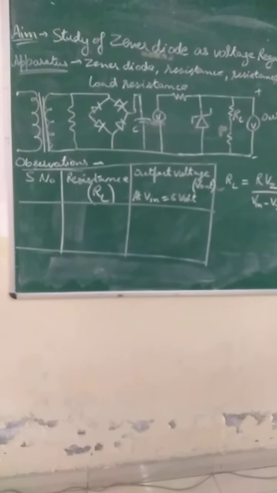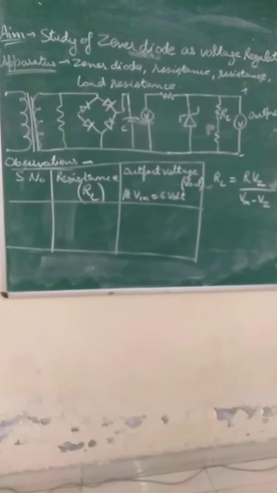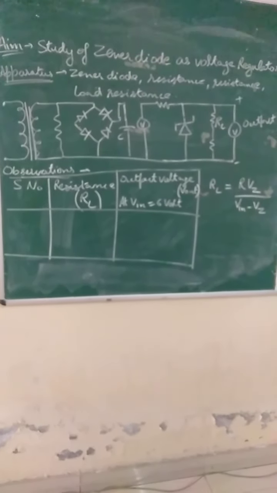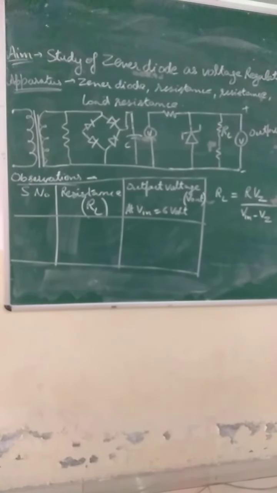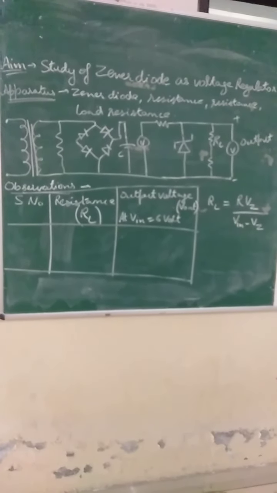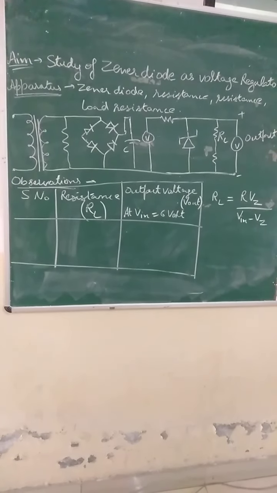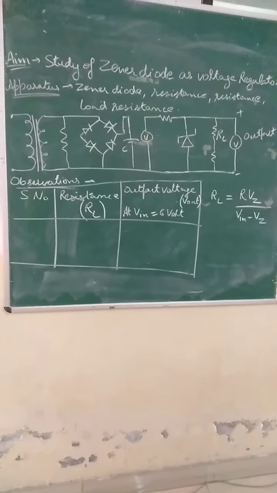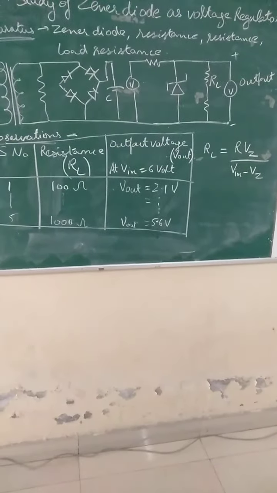So here I am having the observation table where serial number 1, according to that you can trace the values. Load resistance which I have shown you in the circuit diagram, that was 100 ohms, that is load resistance. So for 100 ohms I am having input voltage of 6 volts. Corresponding to that 6 volt I can draw the V output also, that was 2.1 in that case which I have shown you. Okay, this is how you can trace the values. Let me show you like this.